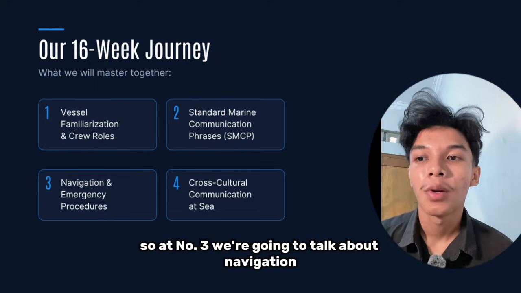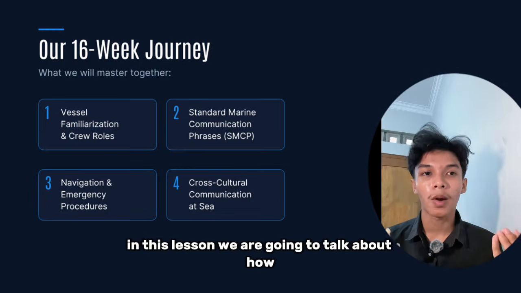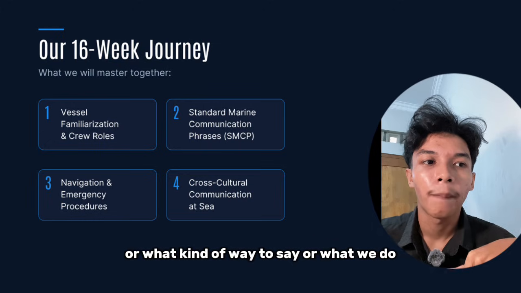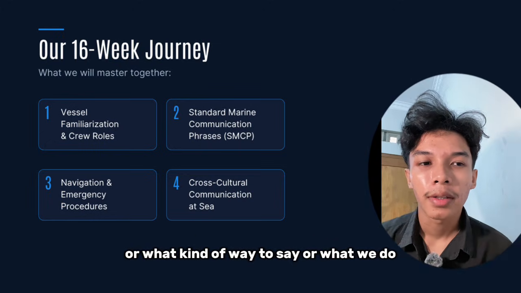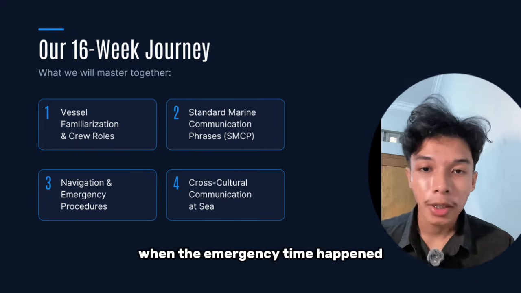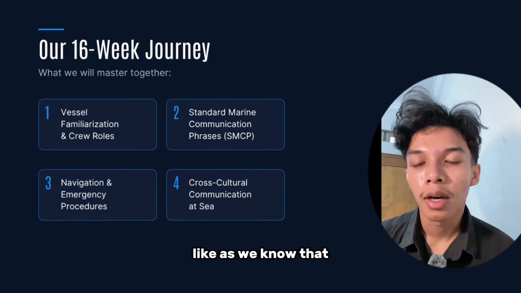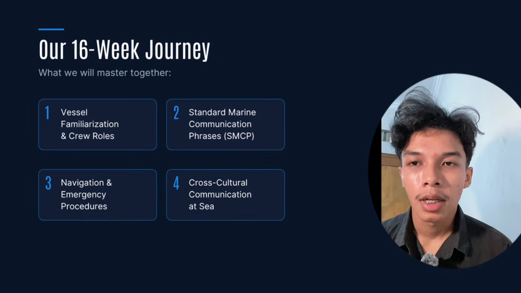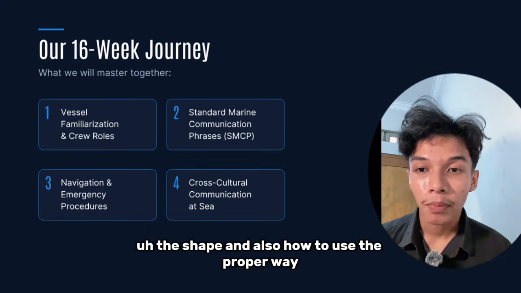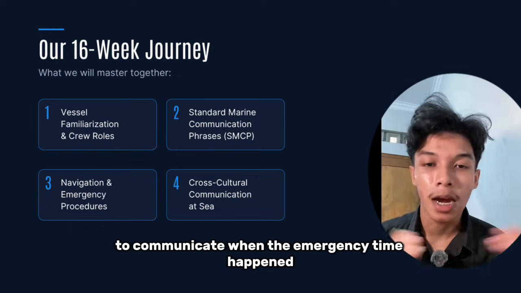At number three, we're going to talk about navigation and emergency procedures. In this lesson, we are going to talk about what kind of emergencies might happen on the ship, what to say, and what we do and how we behave and act when an emergency happens. And we are going to talk about navigation too. As we know, the sea can be really dangerous, everyone. So it is important to learn how to navigate the ship, and also how to use a proper way to communicate when an emergency happens.